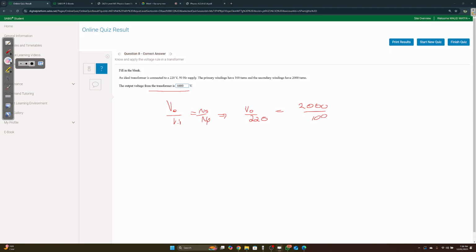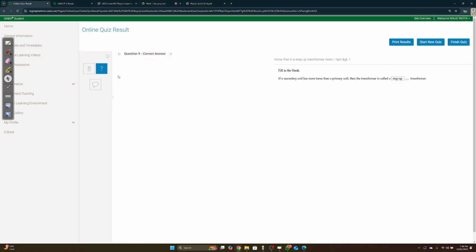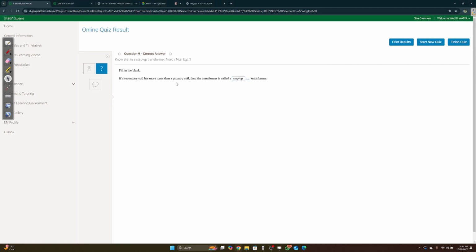Question 9. If a secondary coil has more turns than the primary coil, then what is the transformer called? Obviously, step up transformer, right? Question 10. When the transformation ratio is less than 1, the transformer is called what? Step down transformer, right? Question 11. What's transformation ratio again, guys? It's NS over NP. So when NS over NP is less than 1, that means you're stepping down.